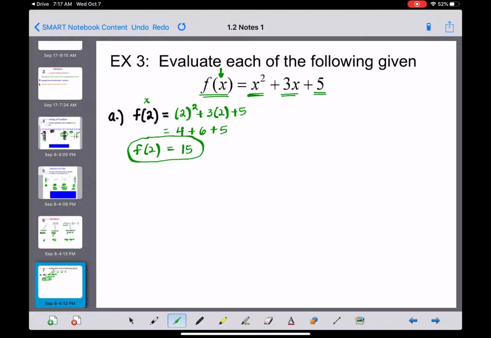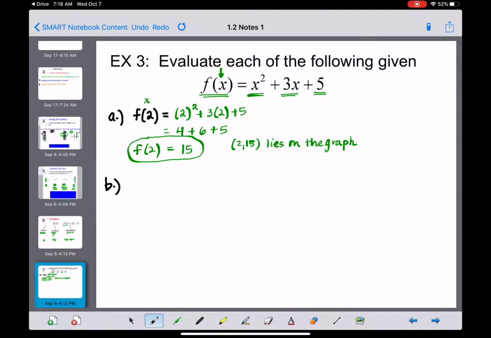Now, what does this really mean? This means that if my x value is 2, remember f of x is y, so my y value is 15. So on this graph of a parabola, just recognize that the point (2, 15) lies on the graph. Now again, you're not being asked for that right now, but just recognize that because we're going to use that a little bit later. Your answer is 15, but recognize that that's the ordered pair on the graph if you were sketching a graph of this.